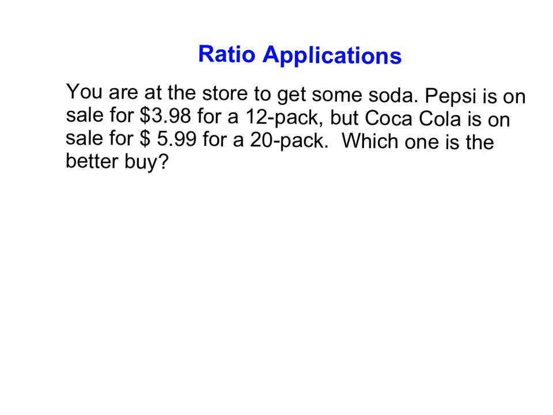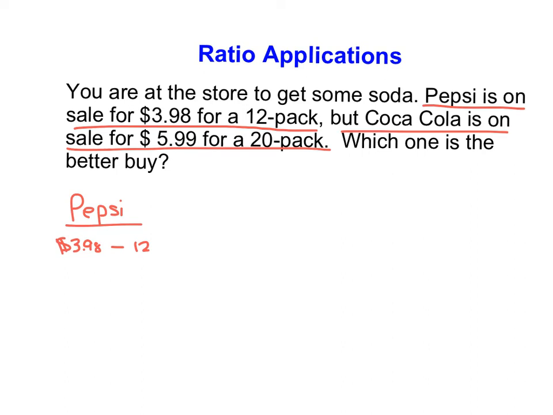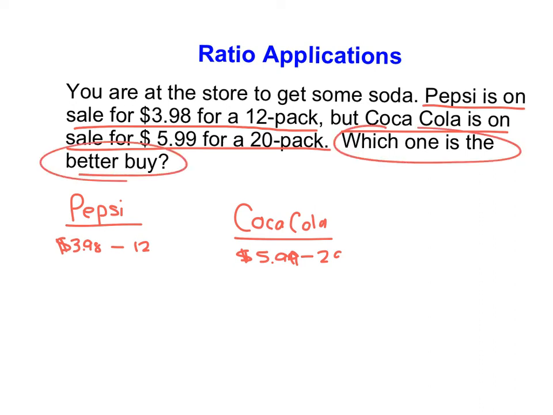So here it says you are at the store to get some soda. Pepsi is on sale for $3.98 for a 12-pack. So that's what I know about Pepsi. Then you have Coca-Cola on sale for $5.99 for a 20-pack. So I have to figure out which one is the better buy, which honestly is a pretty true situation that you run into when you run to the grocery store.